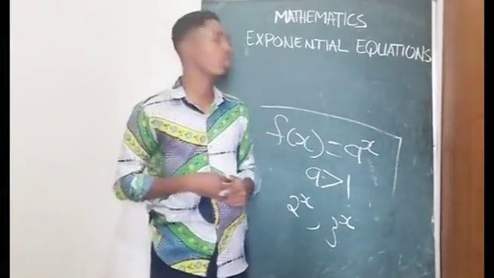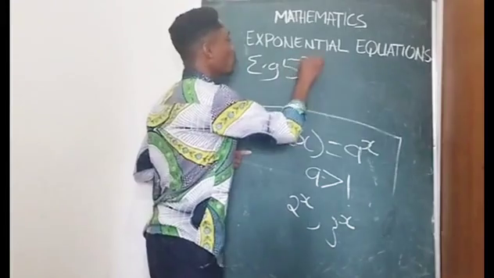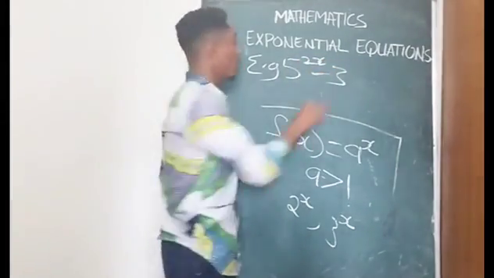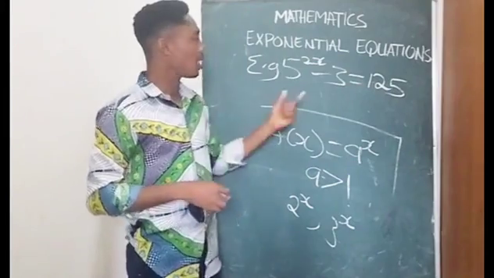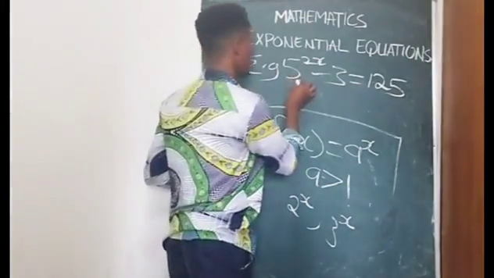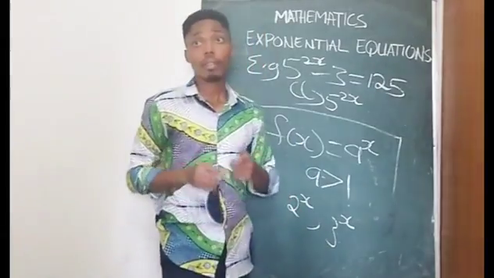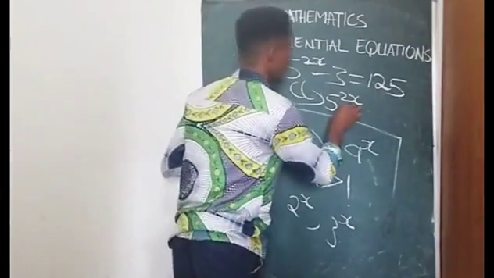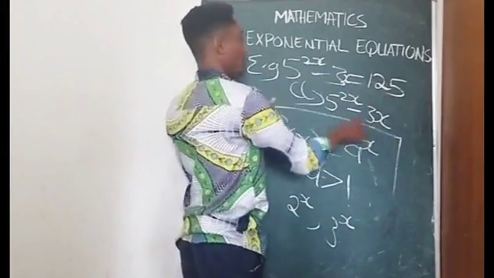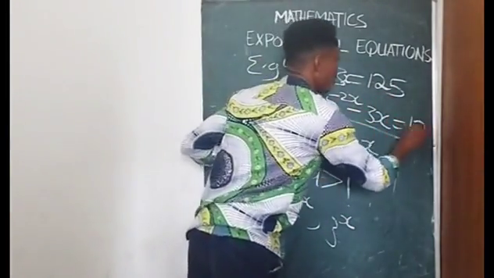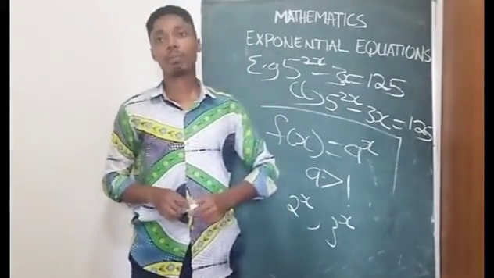An example of an exponential equation: if I look at something like 5 raised to power 2x minus 3 equals 125, this is an example of an exponential equation.